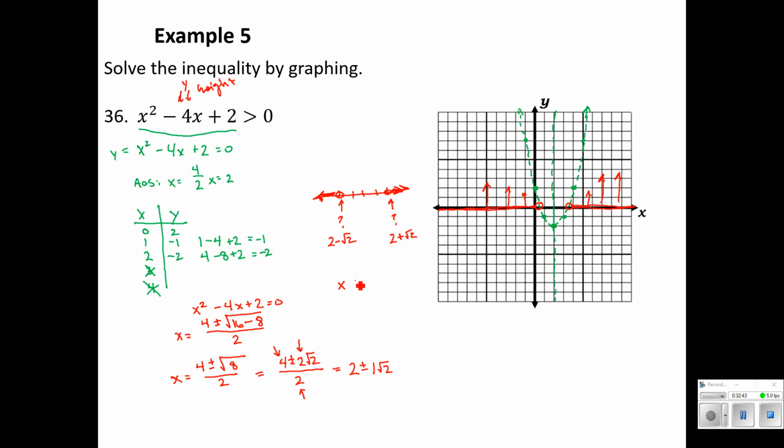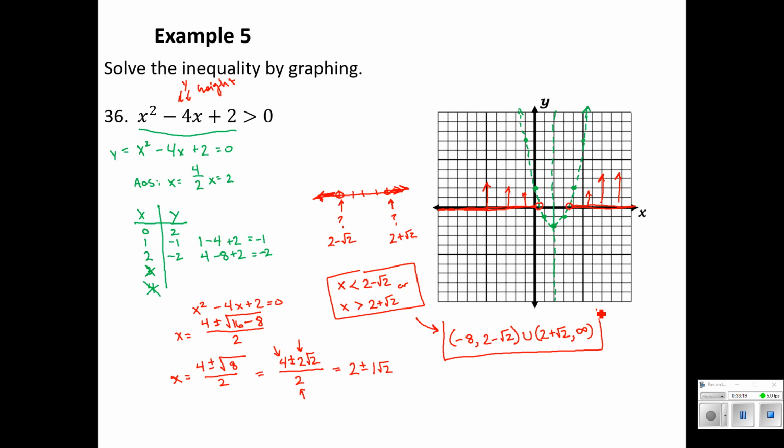So we want x values that are less than, not including, right, that graph was dashed, less than 2 minus root 2, and we want x values that are greater than 2 plus root 2. So that's our solution using compound inequality. Or we could express that using interval notation from negative infinity to 2 minus root 2, not including it, and from 2 plus root 2 on to positive infinity. And again, we did not include that, so we used a rounded parenthesis there. Same solution, just different formats.